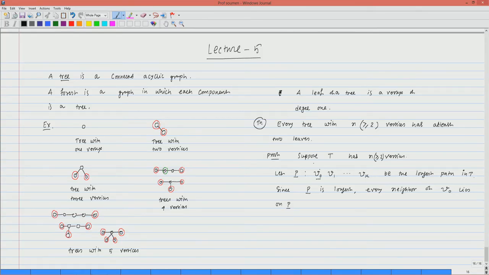If there is another neighbor of V naught which is not in the path, say V star, which is a neighbor of V naught, but it is not in this path, then you can get a longer path than this path, because you can sort of add V star here to get a longer path than this one. And since we have assumed that this is the longest path, so that is why all the neighbors of V naught lie on P. Okay.